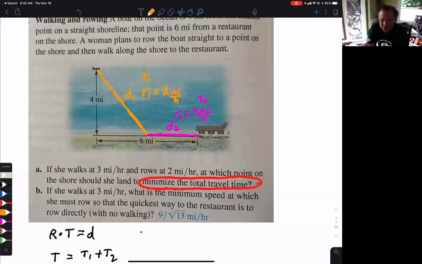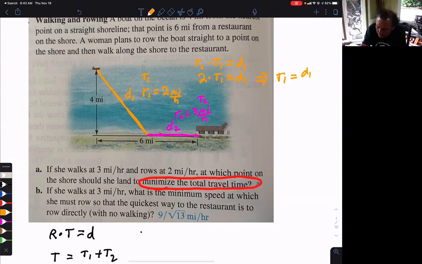Well, let's look at the relationship. Rate times time is distance. Rate times time equals distance 1. But what is her rate? It's 2. I don't know T1, and I don't know D1. Now, if I were to solve for T1, I divide both sides by 2. T1 is D1 over 2. I know that.